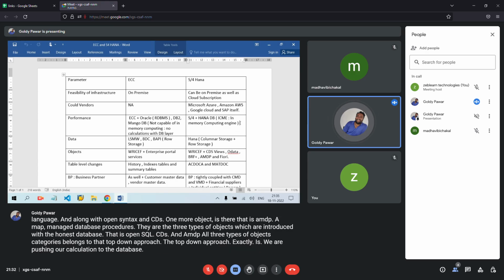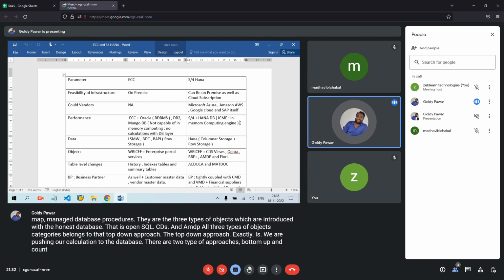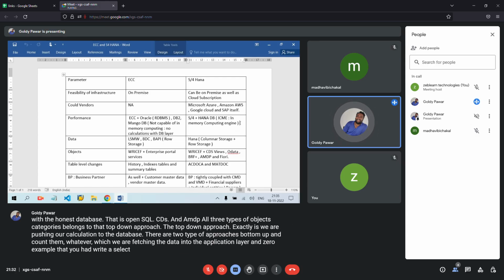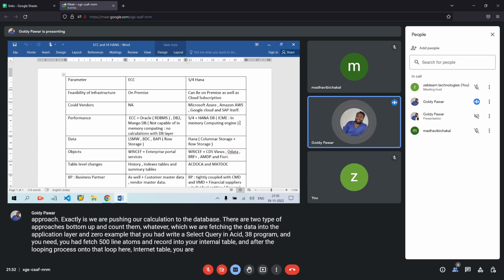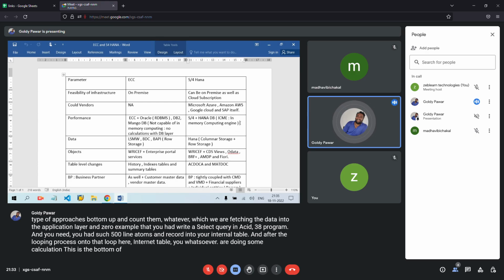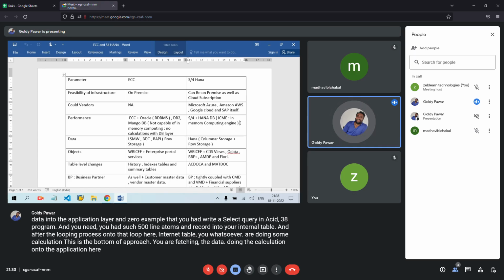There are two types of approaches, bottom-up and top-down. Bottom-up means we are fetching the data into the application layer. For example, you write a select query in an SC38 program, and you fetch 500 line items and record into your internal table, and after looping over that internal table, you are doing some calculation whatsoever. This is the bottom-up approach. You are fetching the data, doing the calculation on the application layer, and presenting the data into the visualization layer or as an output, whatever.